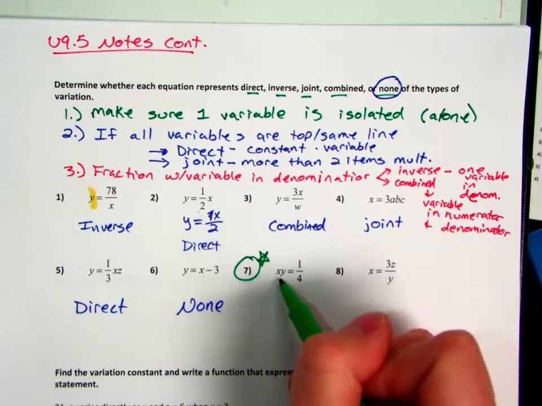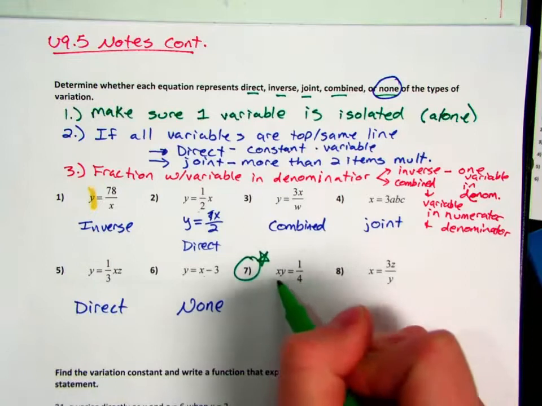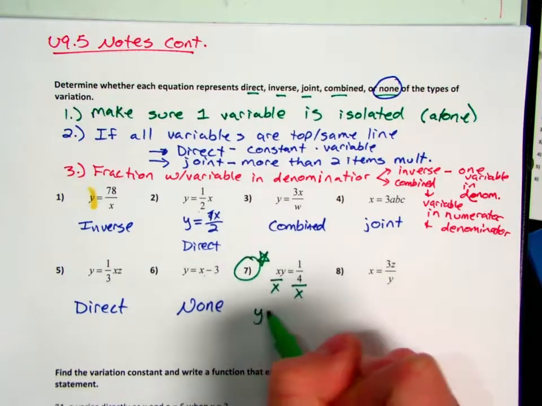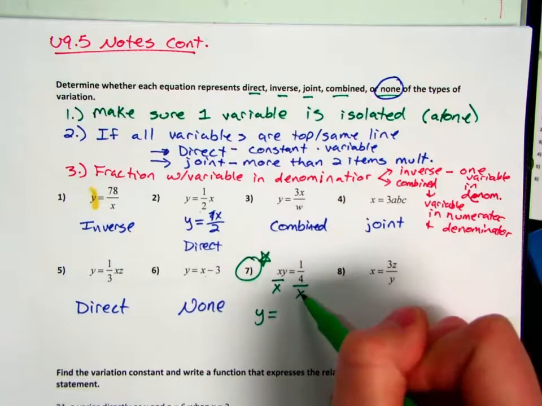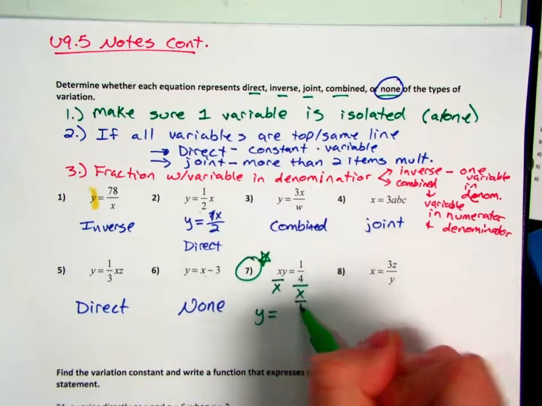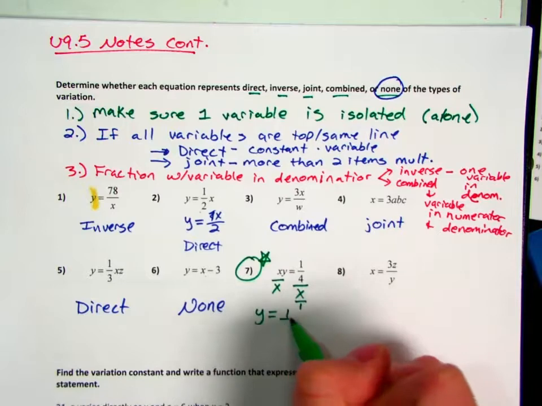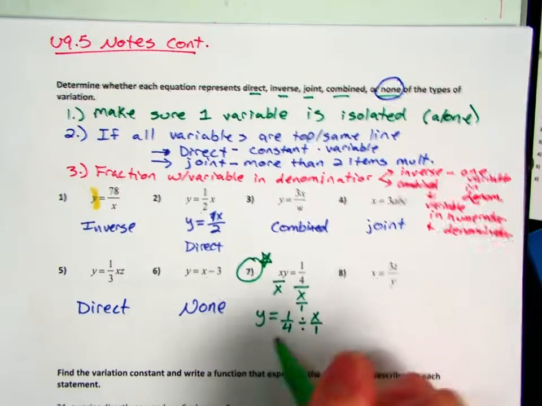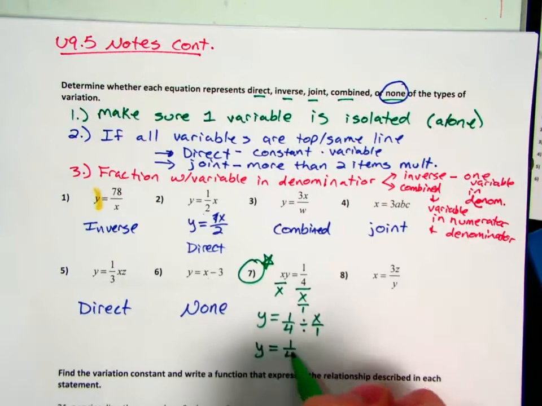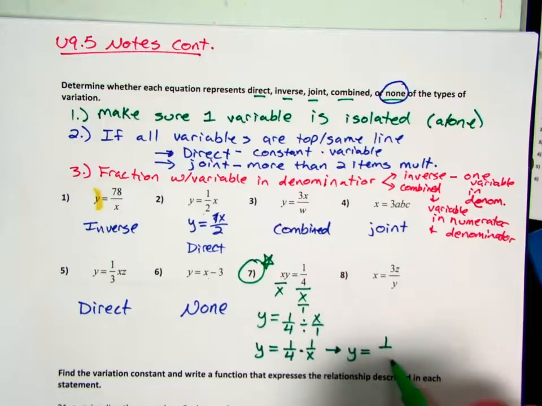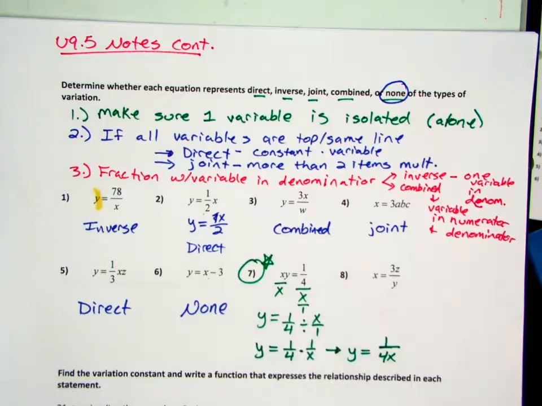So the idea here is that I'm going to have to get rid of my x by dividing by x on both sides. Now, remember when you're doing that, that if I divide 1/4 by x, I could look at that as dividing by a fraction. Really, if I'm doing 1/4 divided by x over 1, that's the same thing as saying multiply by the reciprocal, so it's 1/4 times 1 over x, which leads me to y equals, well, 1 times 1 is 1, 4 times x is 4x.